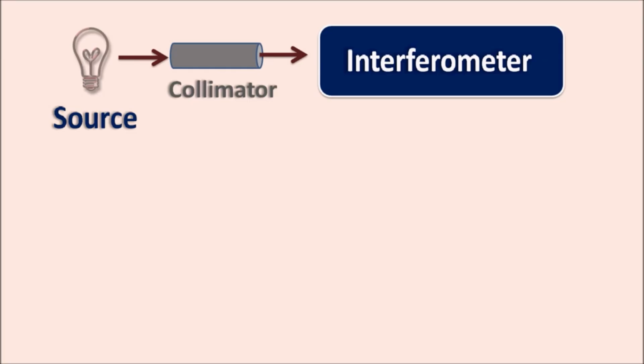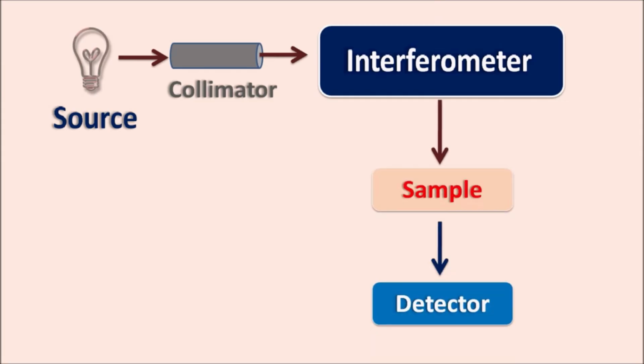After passing through the interferometer, the transmitted radiation comes out perpendicular to the interferometer, and then it is transmitted into the sample, and finally it reaches the detector. So these are the instrumental components in this FTIR. The first one is the source.